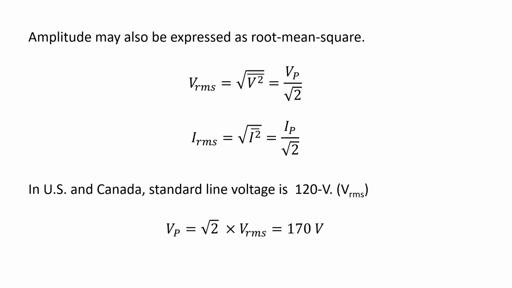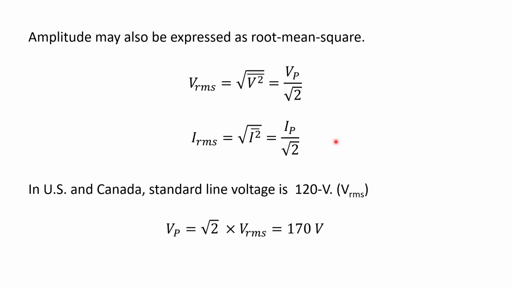Now, amplitude can also be expressed not as the peak, but as the root mean square. Root mean square for voltage and current are more useful for practical situations and for engineers because they can be used to compute how much power can be delivered. I don't go through the derivation here. I just get to the result that the root mean square of voltage is the peak voltage divided by the square root of 2. And the same for current. The root mean square of the current is the peak current over square root of 2.